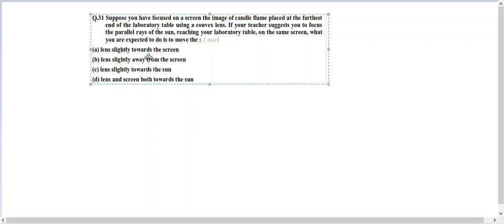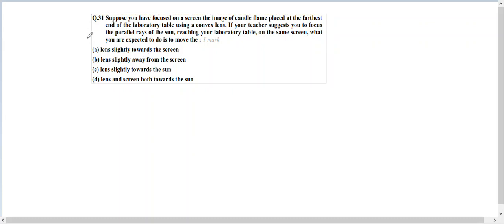Now, it is a very simple one marker question covering basic concepts. So, please listen to what I am saying carefully. The answer for this question is option A.